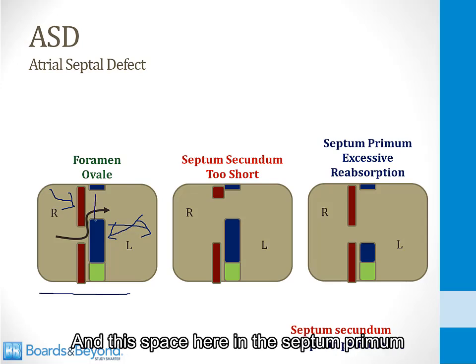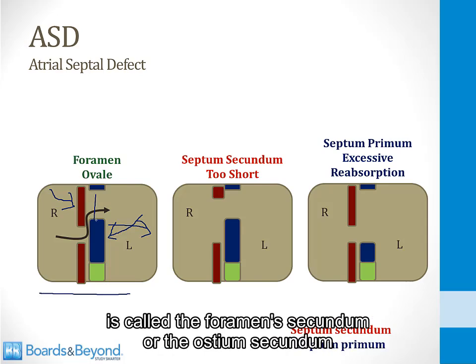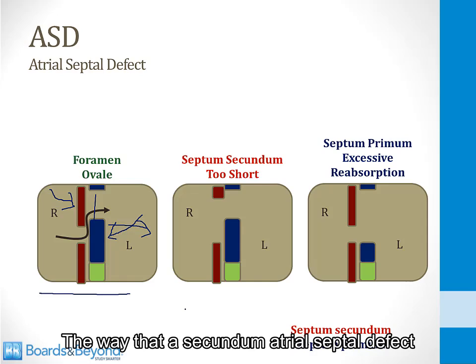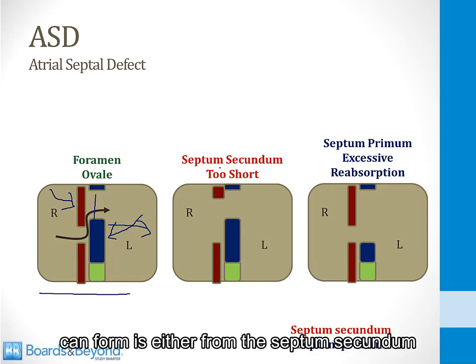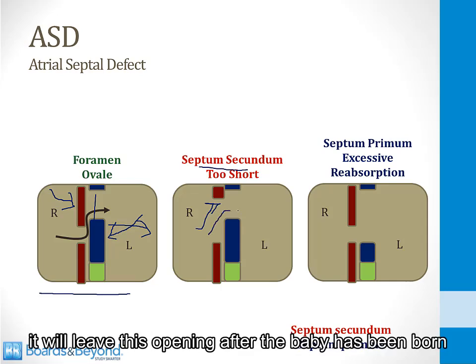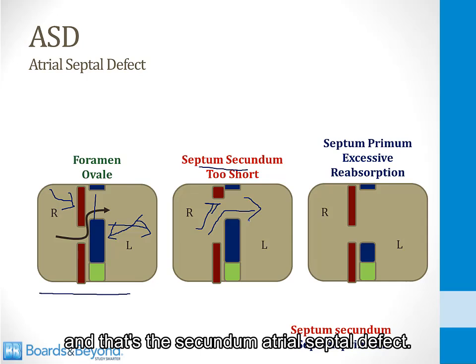And this space here in the septum primum is called the foramen secundum or the ostium secundum, and that's how secundum atrial septal defects get their name. The way that a secundum atrial septal defect can form is either from the septum secundum being too short, as shown in the middle of the screen here. If this red structure is too short, it will leave this opening after the baby has been born, and that's a secundum atrial septal defect.